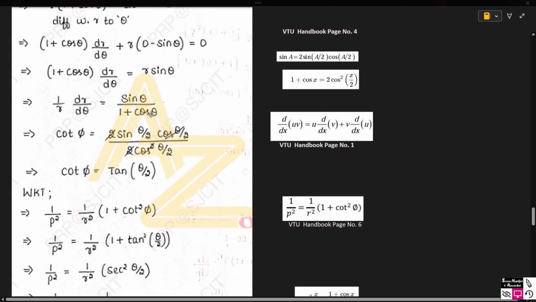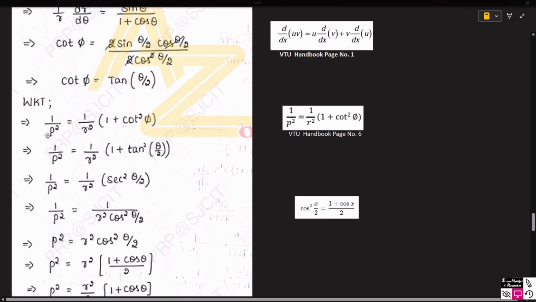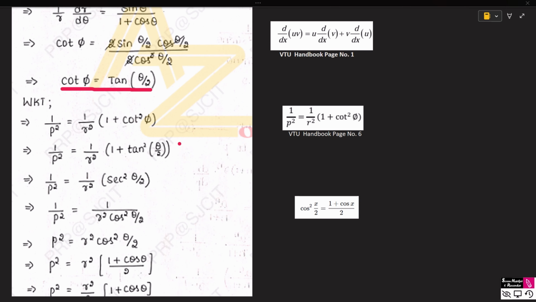And 1 plus cos theta, as we discussed previously, is the same, and it is also mentioned on page number 4. You can plug in the same, and on cancelling, 2 and 2 get cancelled, and one cos theta by 2 cancels with the other, so we are getting sin theta by 2 divided by cos theta by 2, which is nothing but tan theta by 2. So cot phi equal to tan theta by 2, and we know that the pedal equation is also given on page number 6. So taking the pedal equation, 1 by p square equal to 1 by r square into 1 plus cot square phi. Here in the equation we got cot phi equal to tan theta by 2.